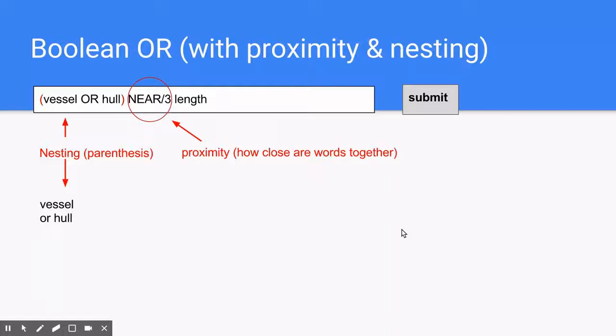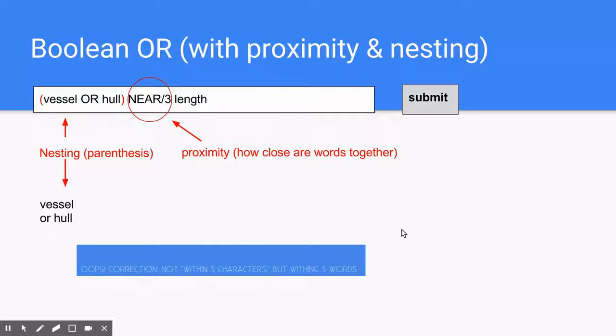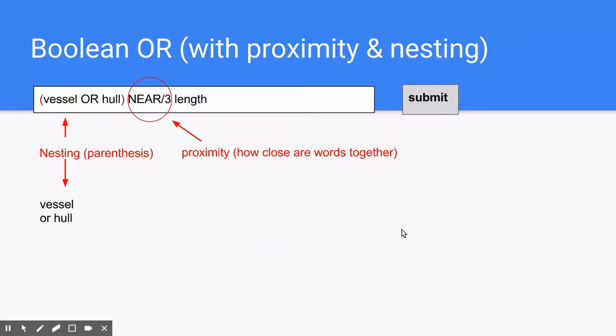So I'm going to throw another concept at you called proximity. This is pretty advanced. Sometimes instead of the word near, you'll see ADJ standing for adjacent. But what I'm doing here is saying that the word vessel or the word hull have to appear within 3 characters of the word length. And notice that I put parentheses around vessel or hull. That's a concept called nesting, where you're trying to segment logically one concept within your larger search. So I'm using the Boolean or, and I'm nesting, and I'm doing this proximity search.